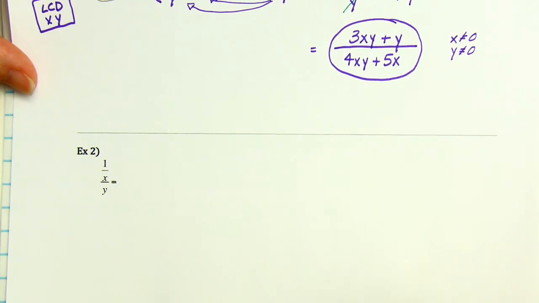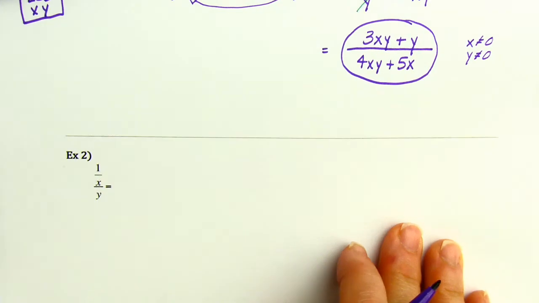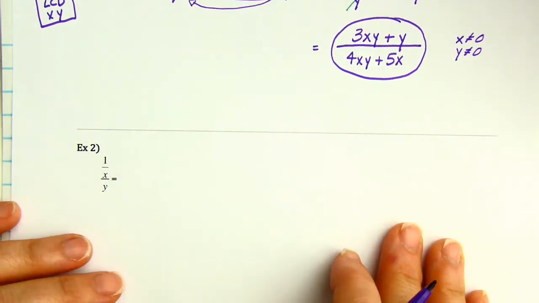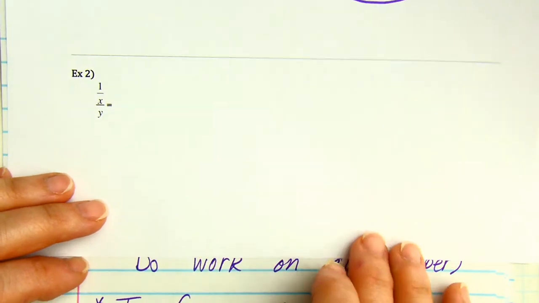All right, the next problem. 1 over x divided by y. That was our first example up there. Examples of complex expressions.